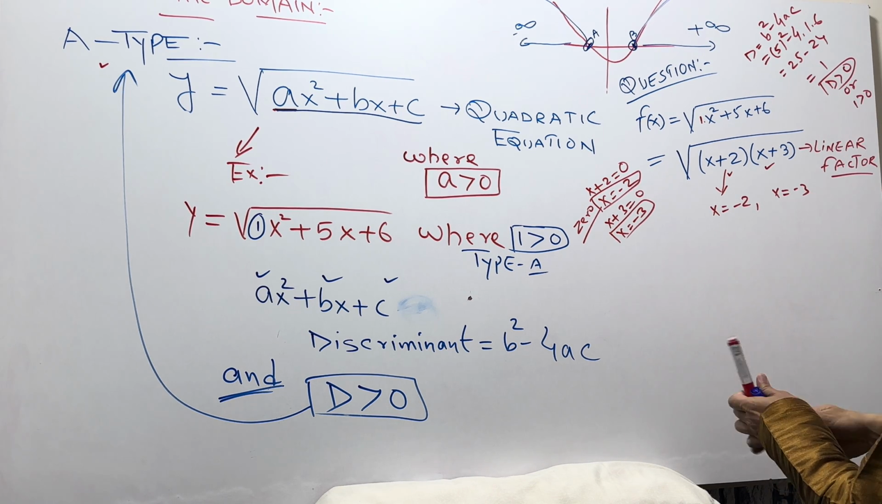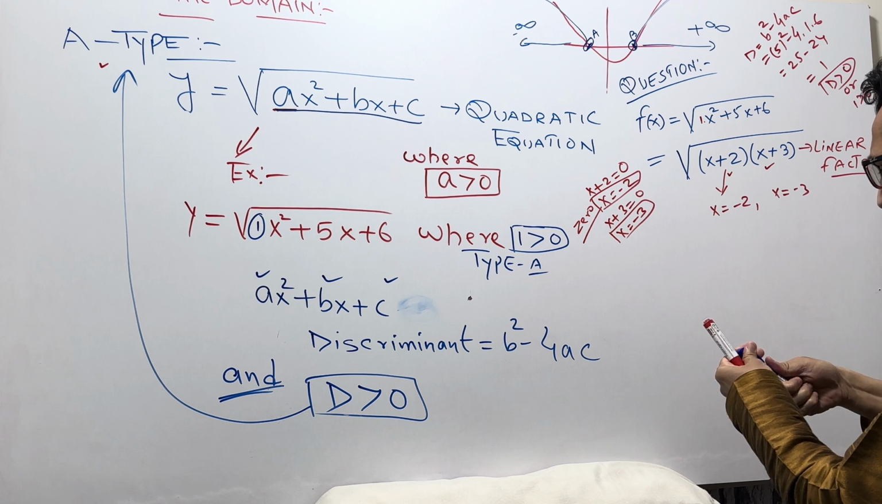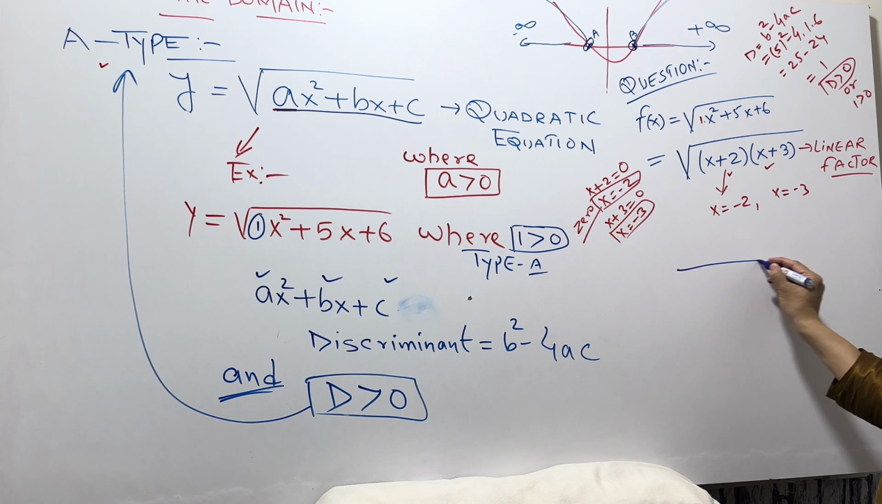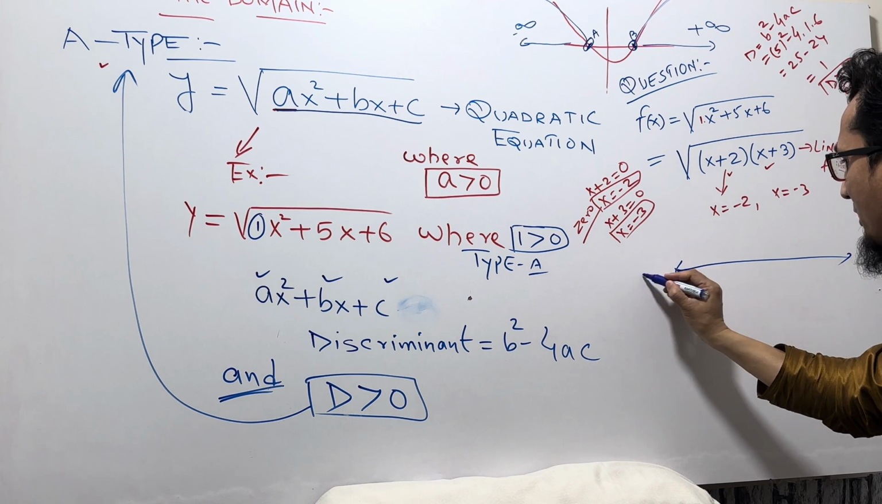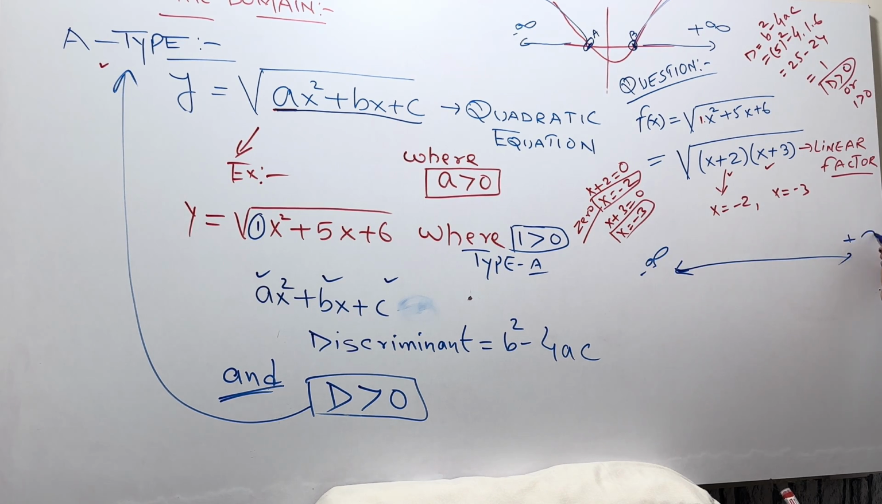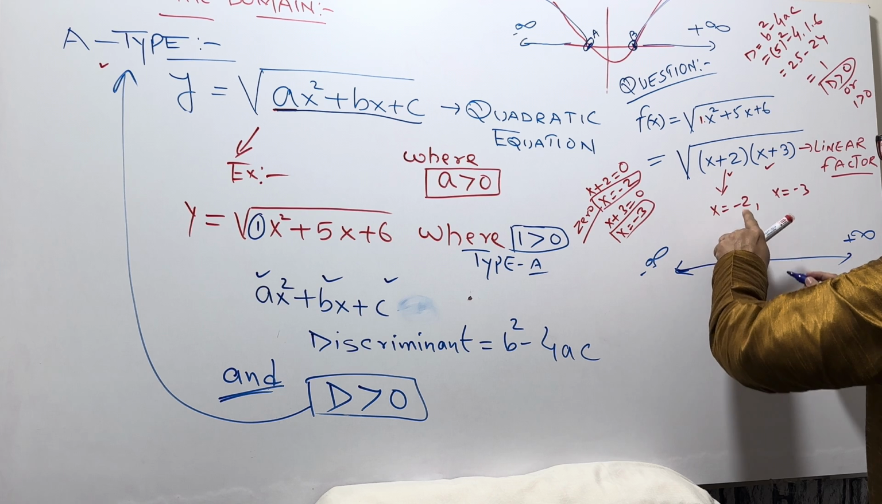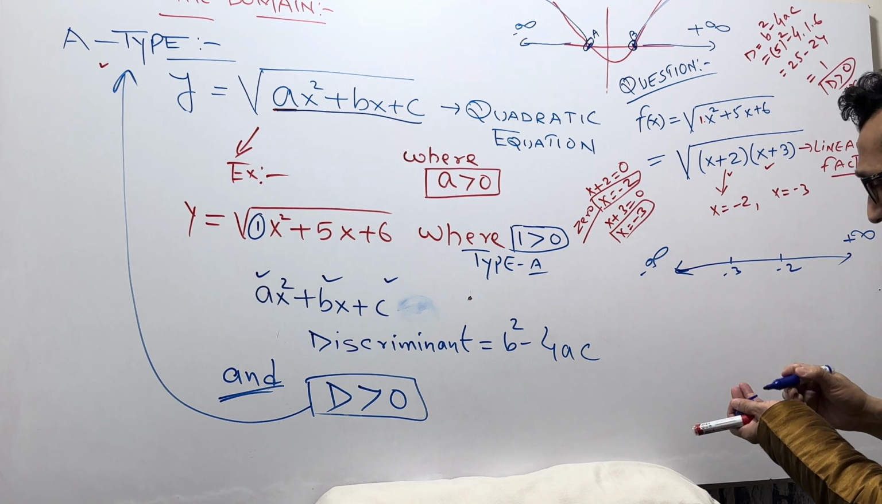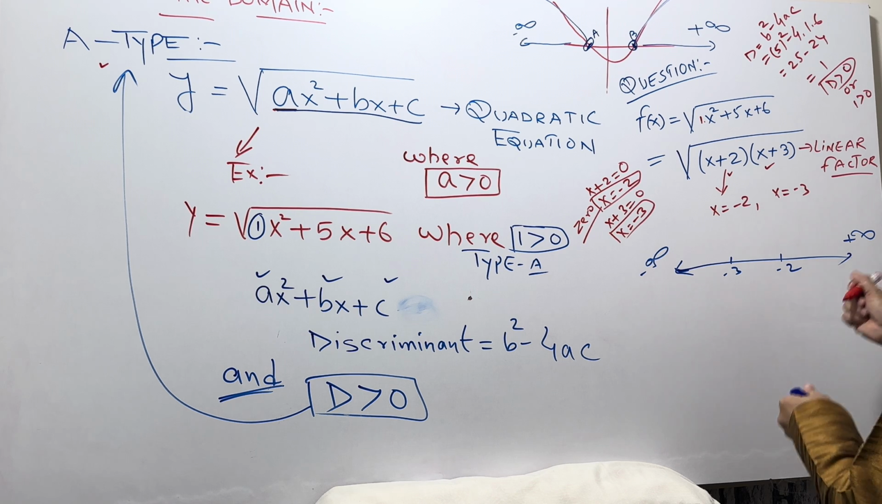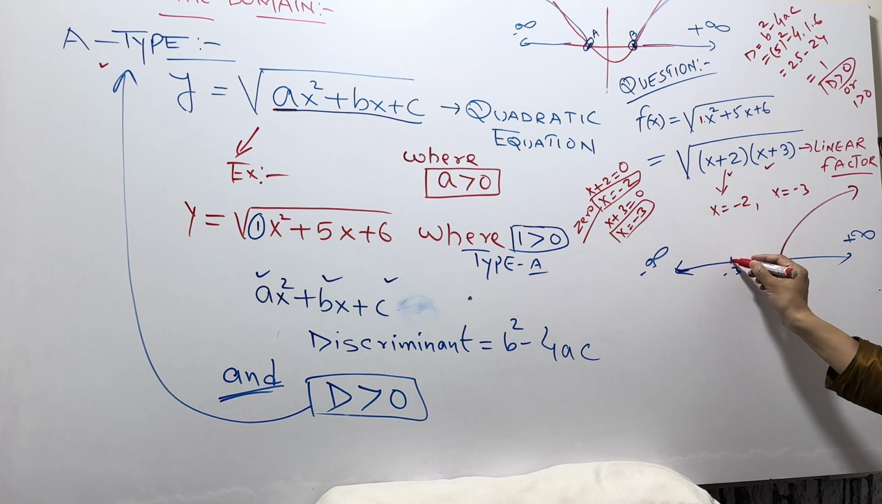Then what you have to do is draw a real line. We know this one: this is minus infinity, this is positive infinity. Now, where is minus 2 here? This is minus 2 here. Where is minus 3 here? This is minus 3 here. After that, take this one and draw one line here and one line here.